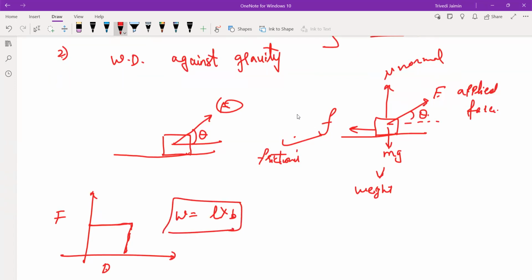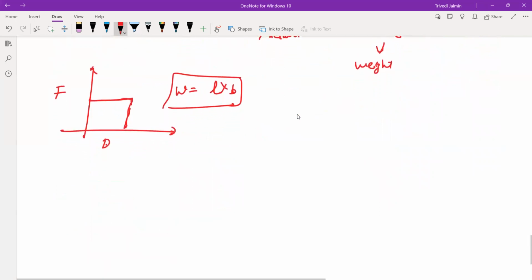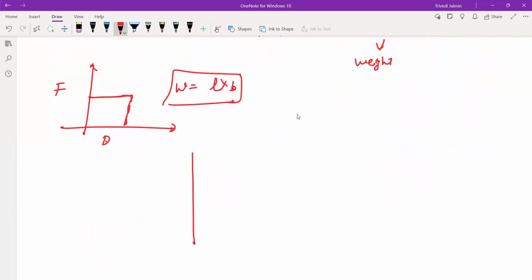But if it is not uniform, if our graph is like this, we cannot find this. It's not fixed. Somewhere it's more, somewhere it is less. So what we'll do, we'll just take a small strip and integrate throughout the limit.